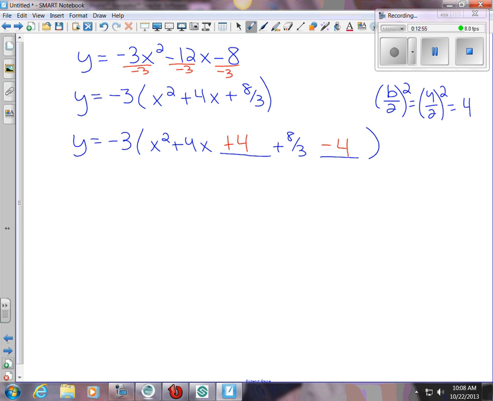Okay? Now, it's always adding in this spot. It's always subtracting here. Otherwise, it doesn't factor. That's how you find your new C term. So now you're going to factor this piece. How do we do it? X plus 2 quantity squared. Great.